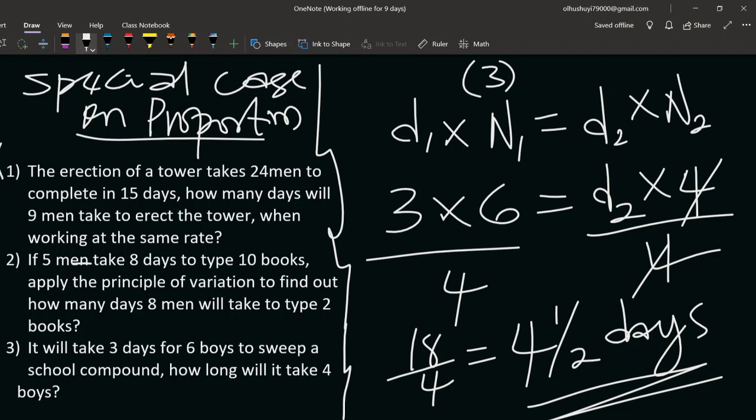Now using this principle, solve your own for question 1. The erection of a tower takes 24 men to complete in 15 days. How long will 9 men take to erect the tower when working at the same rate? Of course, this is similar to question 3. So what I did here is what you would do. You can search for more videos with more questions that border on example 2 so that you can be good at solving such questions. Thank you. See you next time.